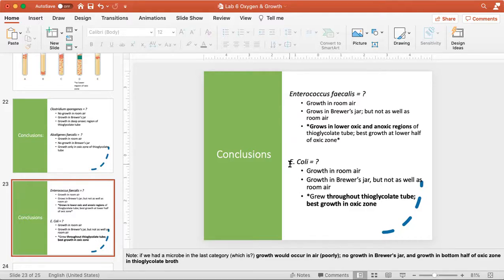And E. coli was our last one. It grew in room air, grew in the brewer's jar, but not as well. And it grew all the way through the thioglycolate tube, although the heaviest growth was in the oxic zone. E. coli is a facultative anaerobe.